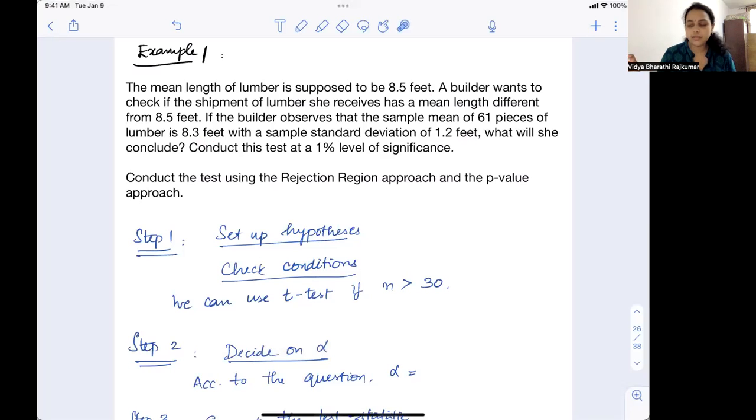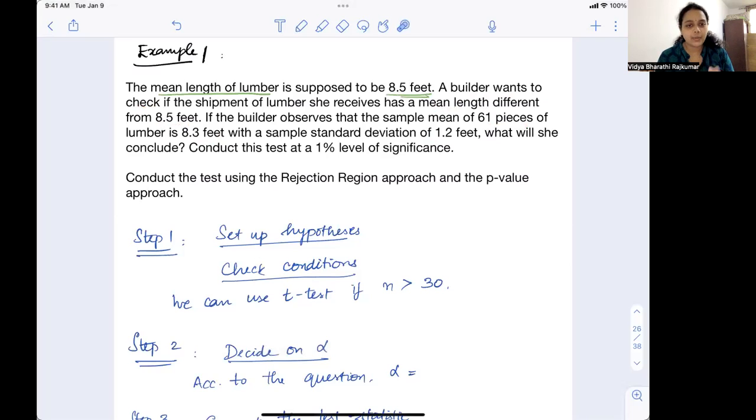Let's unpack this question. We're told that the mean length of lumber is supposed to be 8.5 feet. Well, there's no word of sample attached to this statement, so most likely they're specifying something about the population mean. And the next statement says, a builder wants to check if her particular shipment that she's received has a mean length that is different from 8.5 feet. That is, she wants to check if the length is not 8.5 feet, but something else. And we are given that from a sample of 61 pieces, she gets the sample average of 8.3 and a sample standard deviation of 1.2. So what is she to conclude?